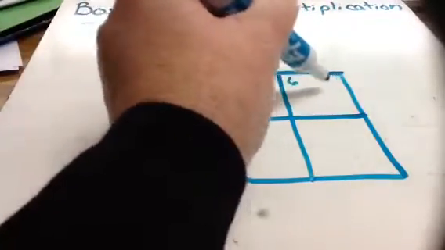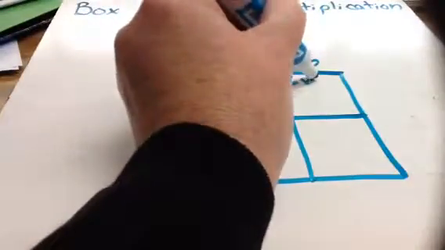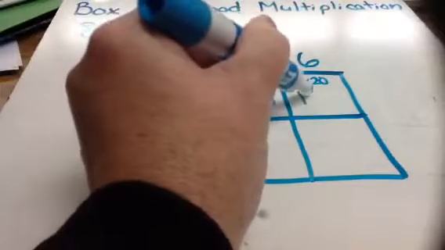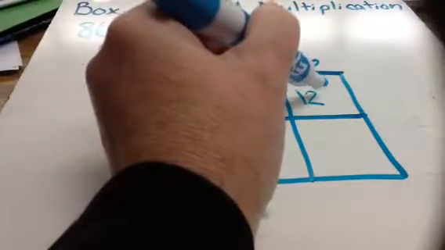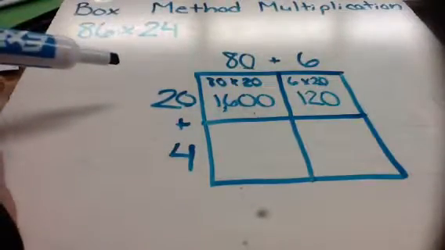For this next box, the number on top is 6. The number beside it is 20. So I'm going to multiply 6 times 20. I can multiply 6 times 2, which equals 12, and then there's 1 zero in my multiplication problem. So I add that to my answer to get 120.